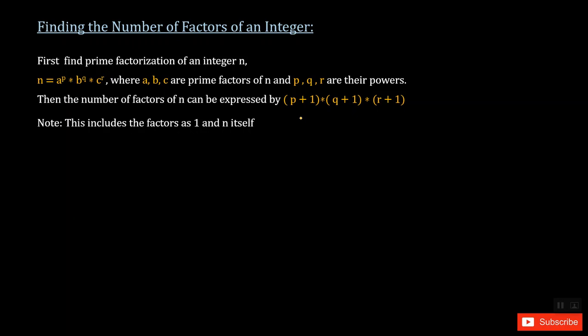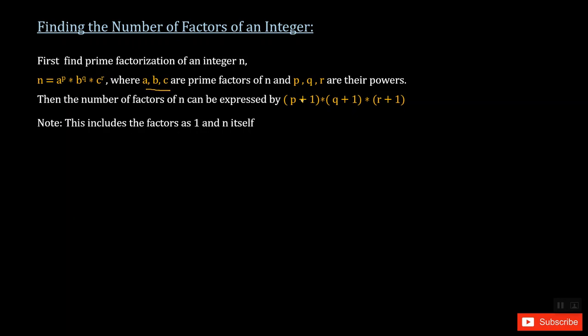So instead of doing that, it's better to follow the rule. The rule says, to find the number of factors of any integer n, no matter how big that number is, we have to follow this rule. First, prime factorize that integer, so divide that integer into its prime factors, and then follow this rule. Look, if n is an integer and I do the prime factorization of that, n equals a to the power p times b to the power q times c to the power r, where a, b and c are prime numbers and p, q and r are their powers.